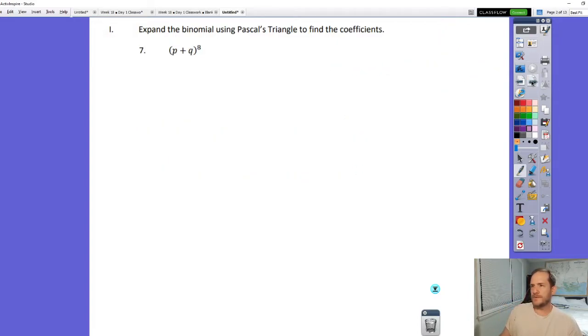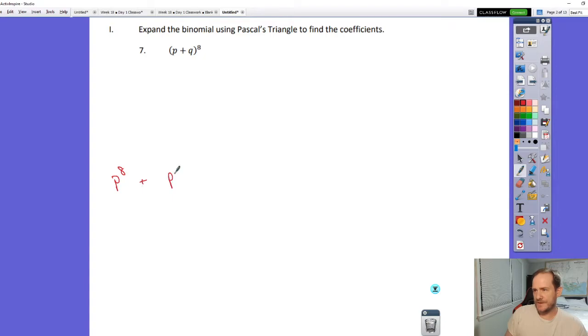For number 7, we're going to the power of 8. So this thing is going to have 9 terms, and we just have to do it out. They want us to use Pascal's triangle too, so no shortcuts to getting the coefficients. We know that we're going to get what? p to the 8th.